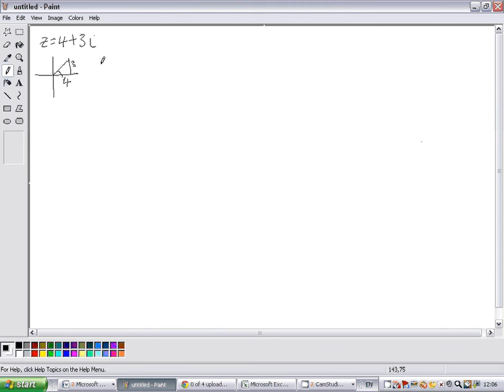So the modulus of z, which we express with two vertical lines, is just the length of this side. And I'm going to use my knowledge of Pythagoras to just write down that the answer is 5. 4 squared, add 3 squared, square rooted. So 3, 4, 5 triangle.